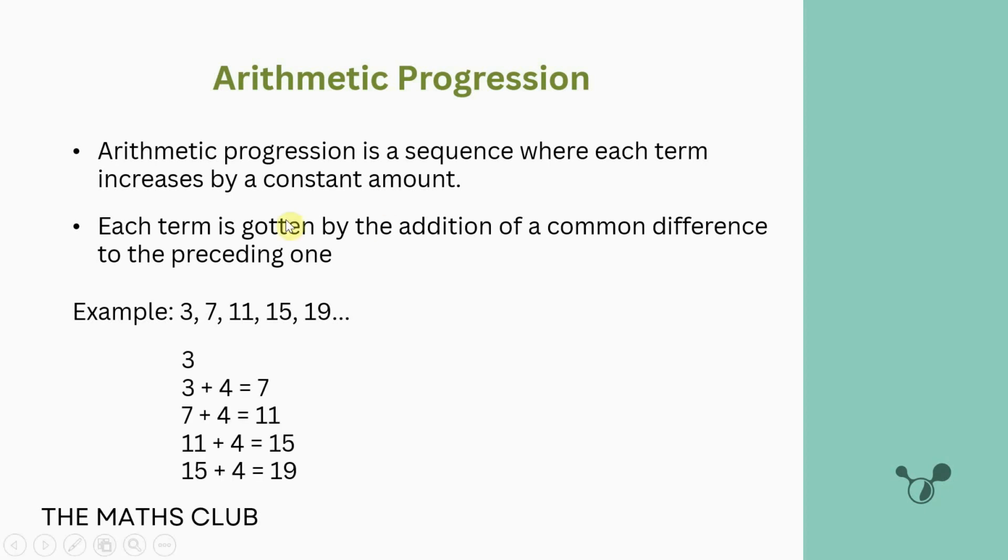You agree with me that the first time I have 3, I add 4 to it, it gives me 7. I add 4 to it, it gives me 11. I add 4 to it, it gives me 15. I add 4 to it, it gives me 19. You can see that there is an addition of a constant amount. When you see something like this, you know you're dealing with an arithmetic progression. And of course, the constant amount I'm adding is the common difference. So the common difference is this number that we are adding, which is 4.